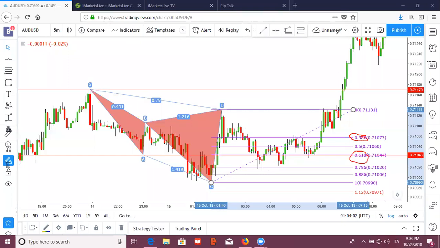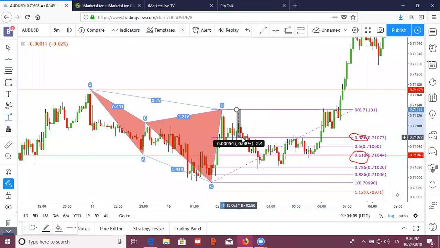And we would have got about, from our entry point to here, that's about 5 pips right there. And then target two would have been about 10 pips.